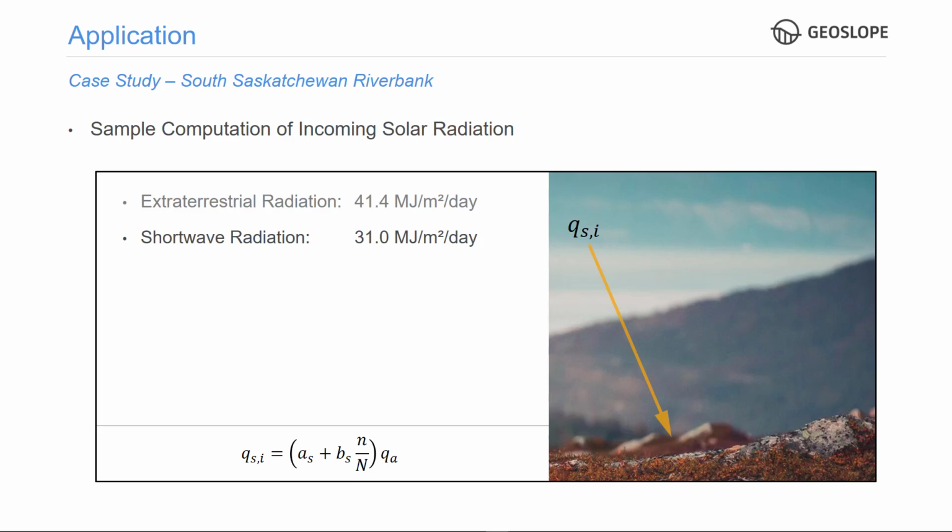The equation includes two empirical constants, A subscript S and B subscript S, the actual duration of sun, N, the maximum possible duration of sunshine, capital N, and the extraterrestrial radiation, Q subscript A.